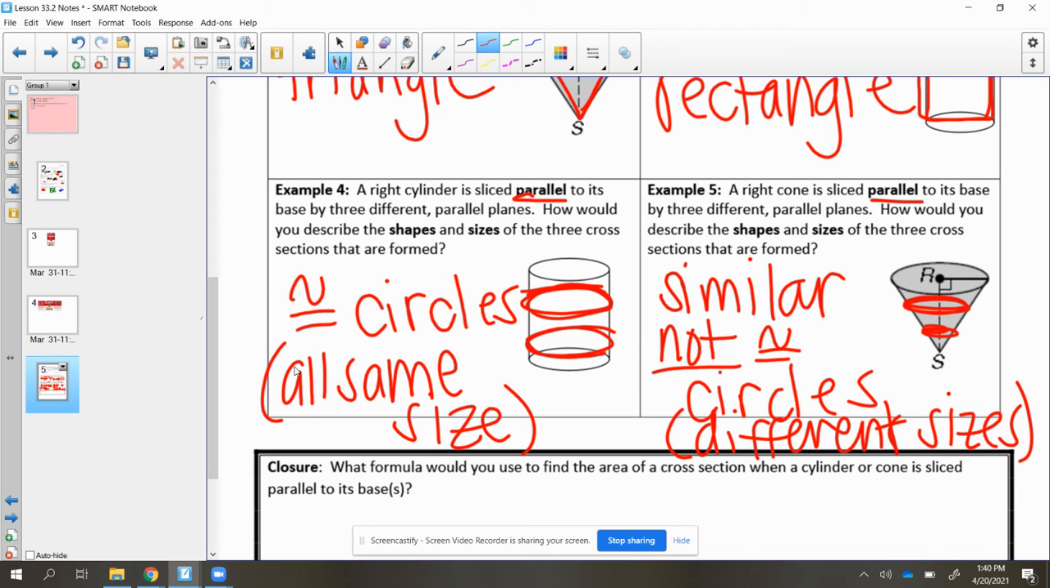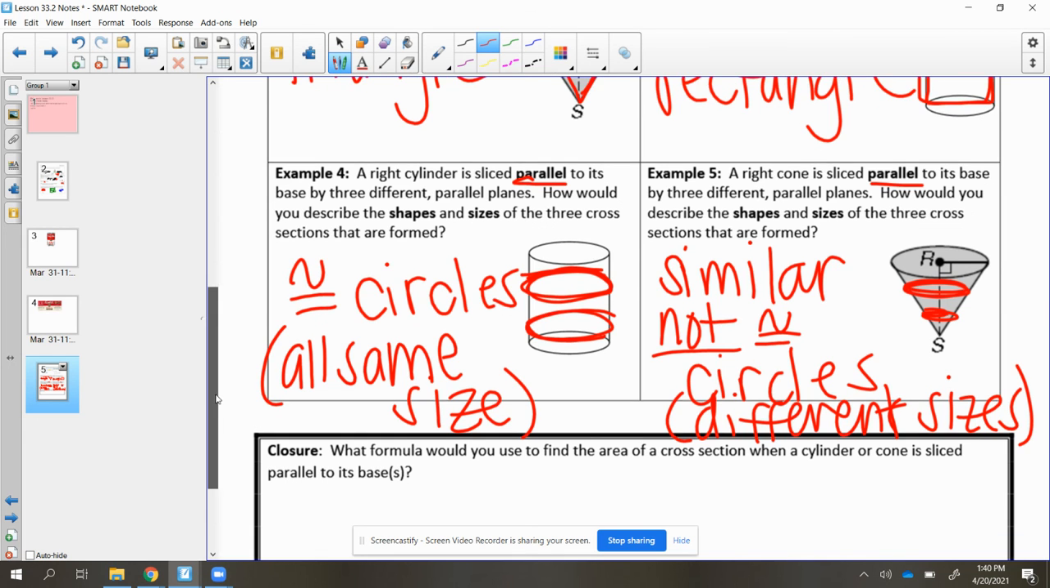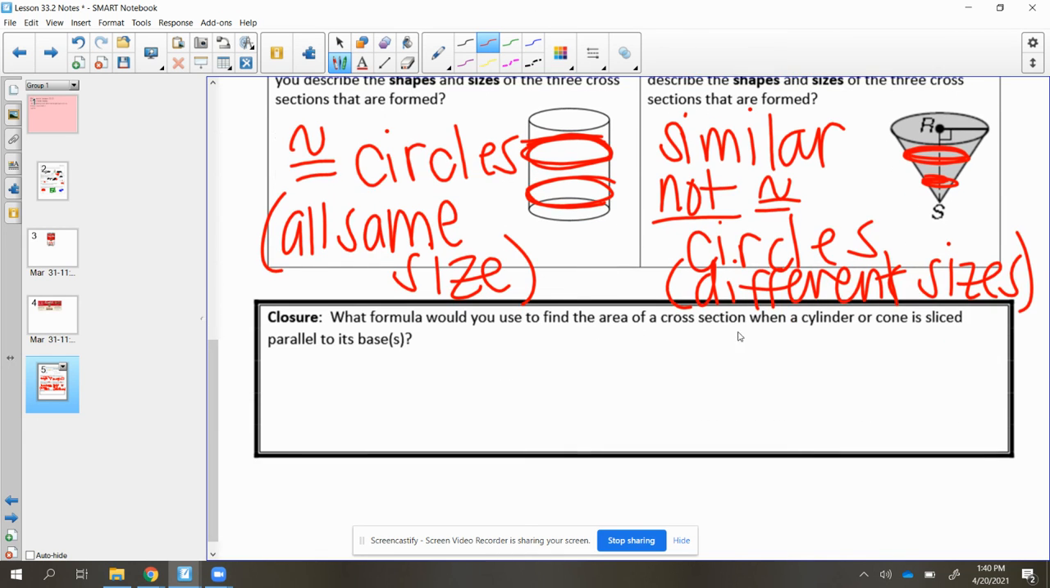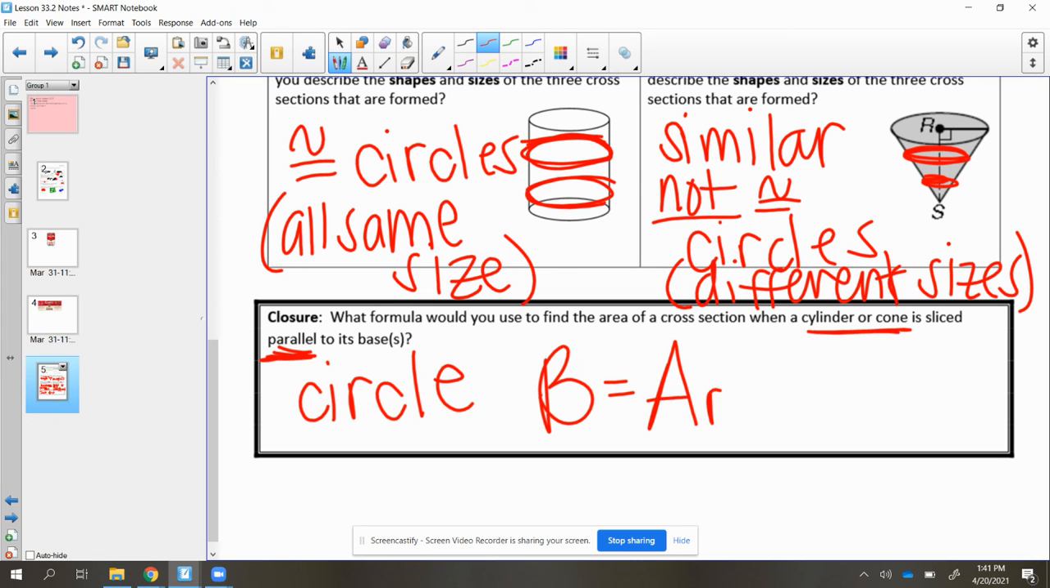Okay. Now, if we were looking to find the area of the cross section when it's parallel to the base for either a cylinder or a cone, remember that would be dealing with a circle. So if you were looking for the area of the base, you would actually be finding the area of a circle, which from earlier in this unit from part 1, we know is pi r squared.